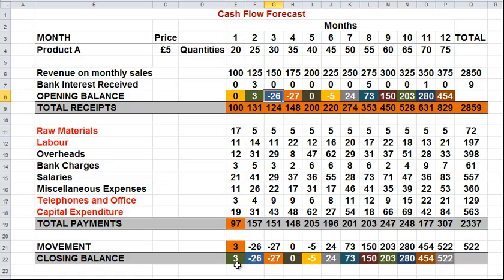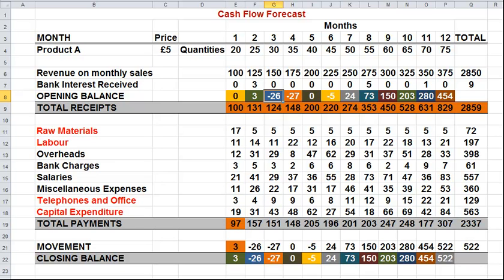And the closing balance is really what the business person will be interested in, to see if they've got sufficient reserves in the bank or available to them to pay their bills or to pay for any contingencies that may arise. And as I said, that's all there is to know really about a cash flow forecast and cash flow statement.